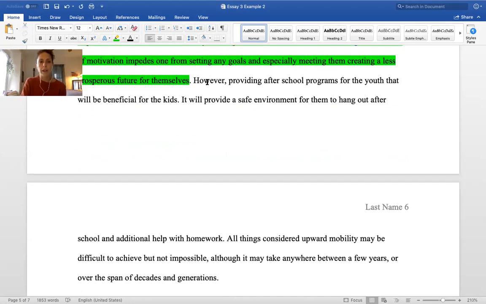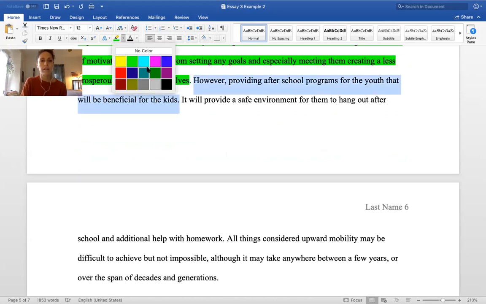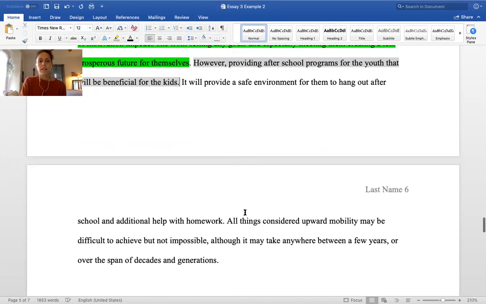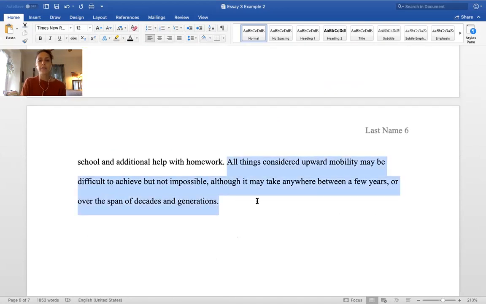Providing after-school programs is her fourth body paragraph. Awesome. Good. So then this is her final thought. All things considered, upward mobility may be difficult to achieve, but not impossible, although it may take anywhere between a few years or over the span of decades and generations. Cool. I like that. Easy.